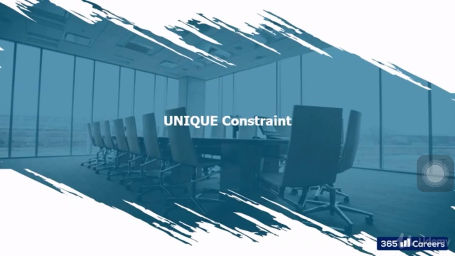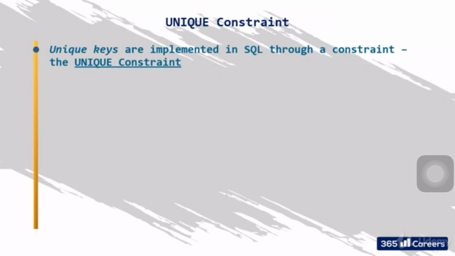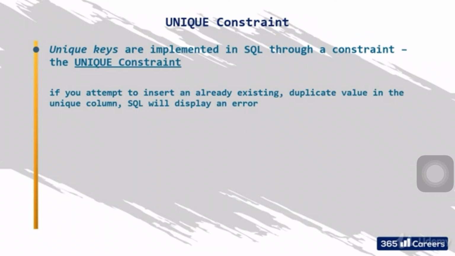Okay, let's recall what unique keys are about. They ensure that all values in a column, or a set of columns, are different. Just like primary and foreign keys, unique keys are implemented in SQL through a constraint, the unique constraint. Each data value of a column that has the unique constraint is intended to be unique across an entire column or set of columns. Therefore, if you attempt to insert an already existing duplicate value in the unique column, SQL will display an error.